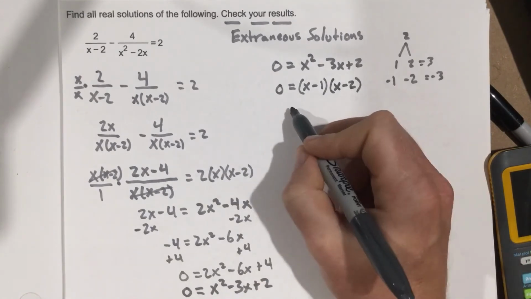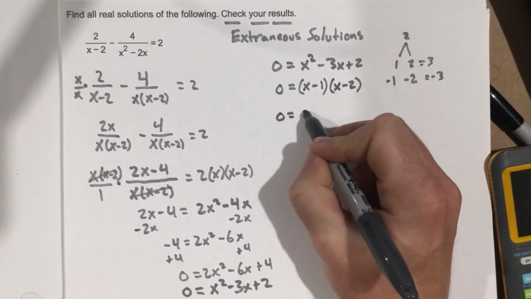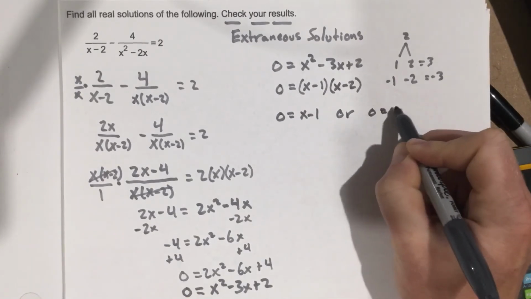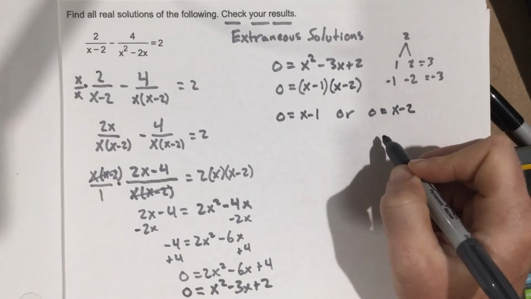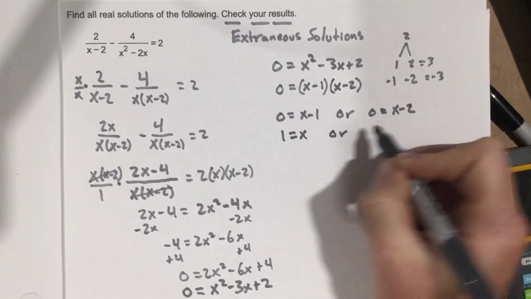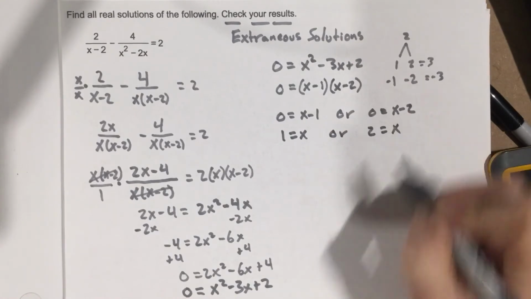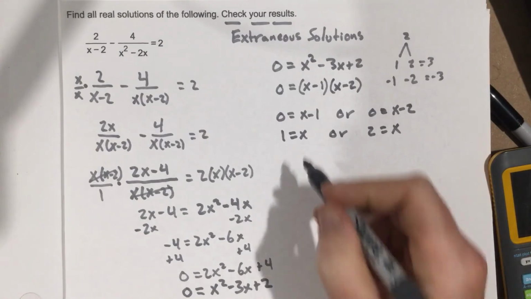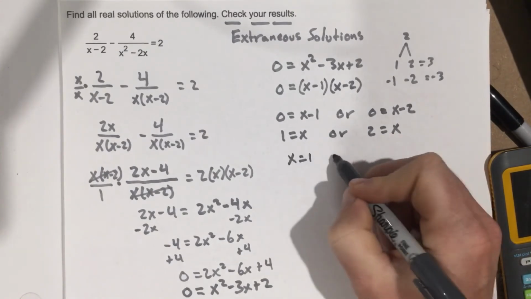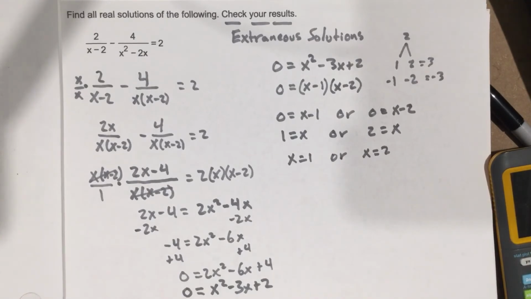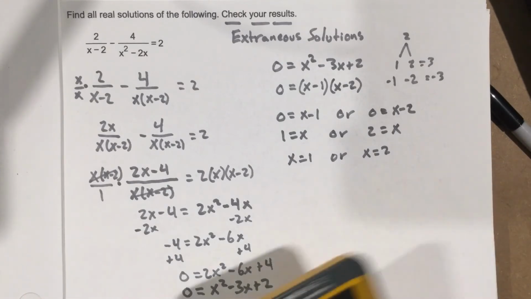Zero product property says that 0 equals x minus 1 or 0 equals x minus 2. Add the 1 over, I get 1 equals x, or 2 equals x. So these are the possible solutions right now. And I'll rewrite them as x equals 1 or x equals 2. I need to check these to make sure that neither one is an extraneous solution.